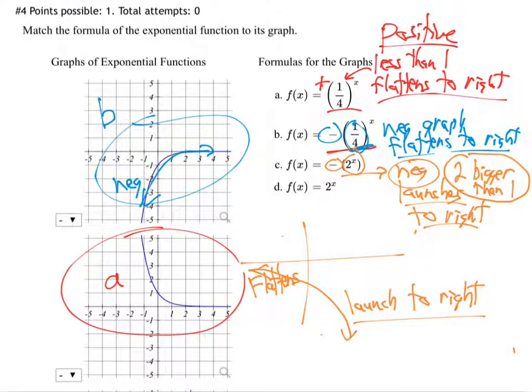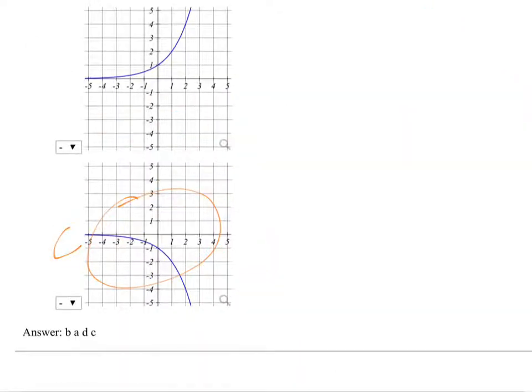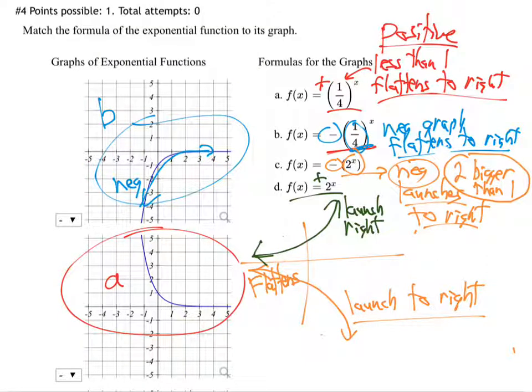And finally, the last one, this one right here, 2 to the x. That one is positive. So it's going to go like this, isn't it? It's going to launch to the right because 2 is bigger than 1, and it's a positive graph. So it's this one right here, 2 to the x. So this is formula D. There we go. So that's what it's all about.